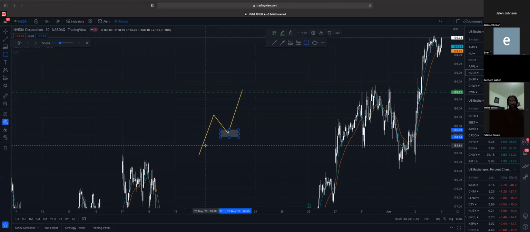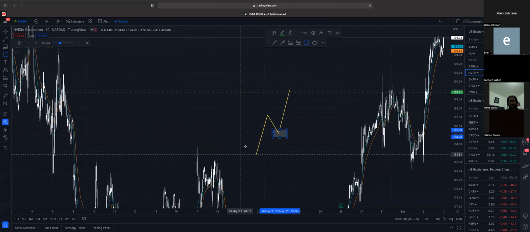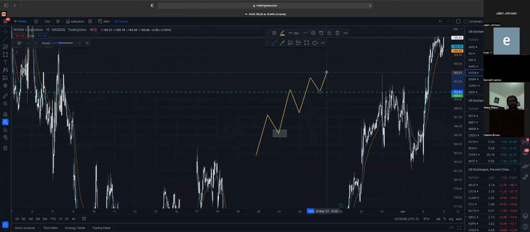The problem is a lot of people try to get in here, and you never know when the correction is going to happen. So you're pretty much just gambling at that point. You want to buy on pullbacks. So as the stock continues to go up, you want to get used to buying on pullbacks, right? Or retest. If a stock breaks a level, wait for it to retest that level, right?